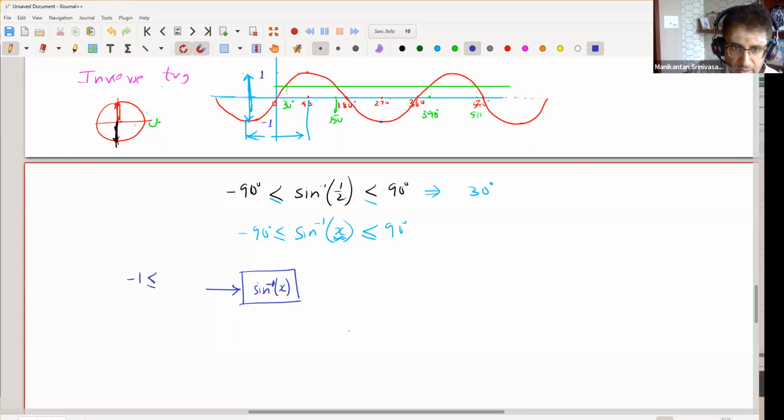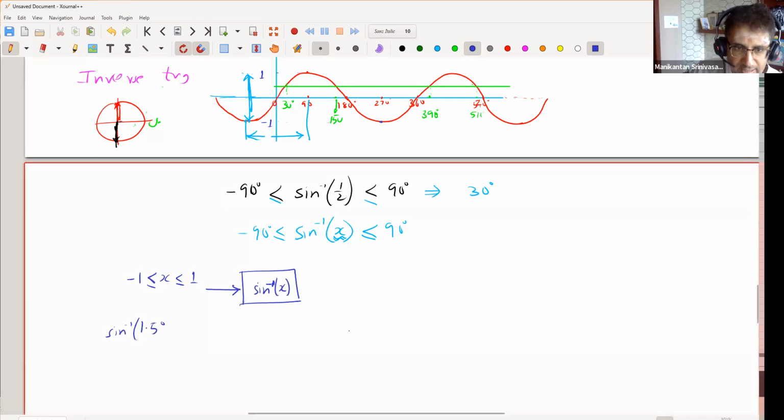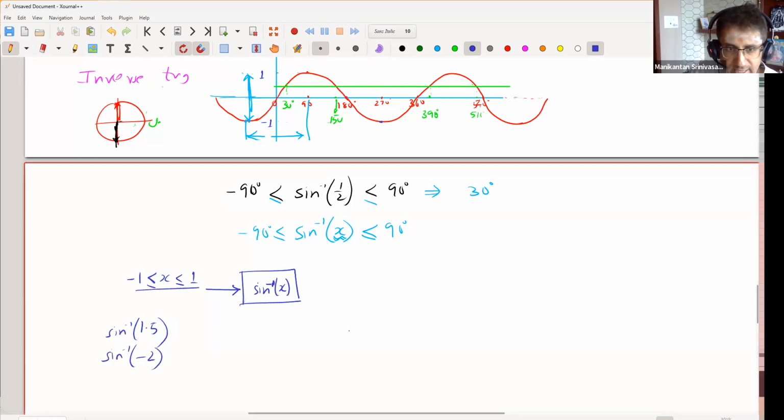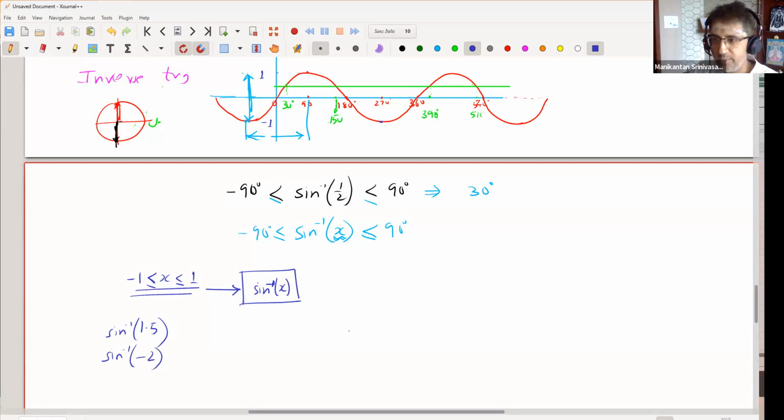Because if you ask me what is sine inverse of 1.5, that's meaningless. Not degrees, it's a sine of 1.5, sorry. Sine inverse of 1.5, I cannot do it. I cannot do sine inverse of -2 also. I can only do sine inverse of a quantity which is between -1 and 1. That's the domain.